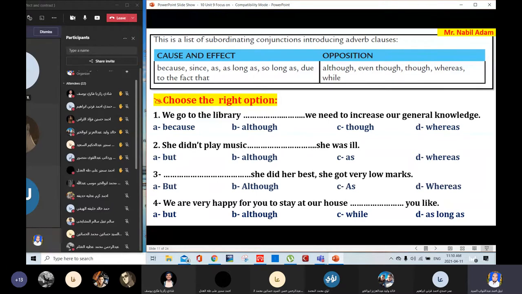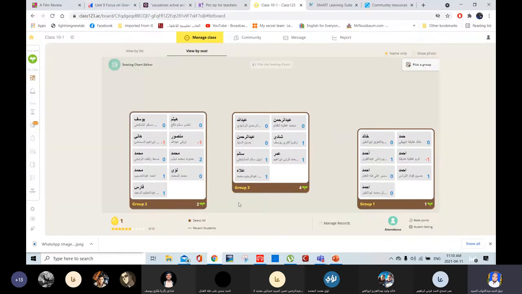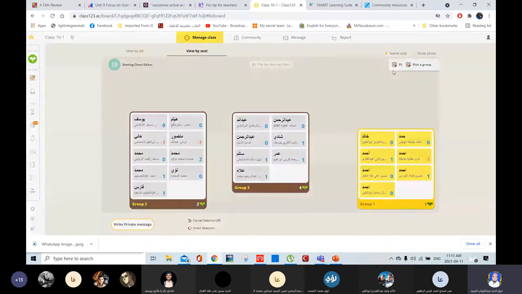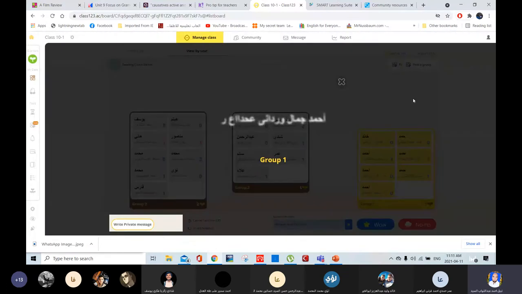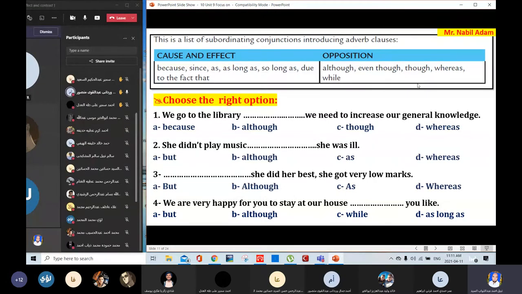Now, choose the right option. Who can read and choose? Let's see. I will choose a name randomly. Let's see who's going to answer. Yes, Ahmed Jamal Wardani. Number one, Ahmed. We go to the library because we need to increase our knowledge.